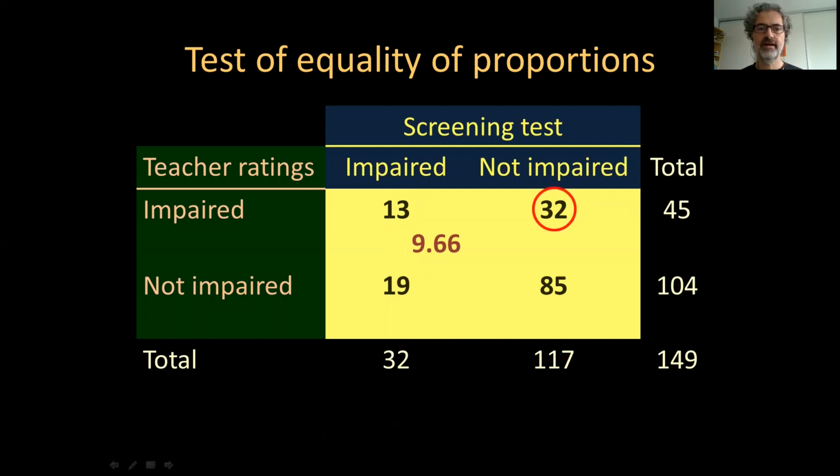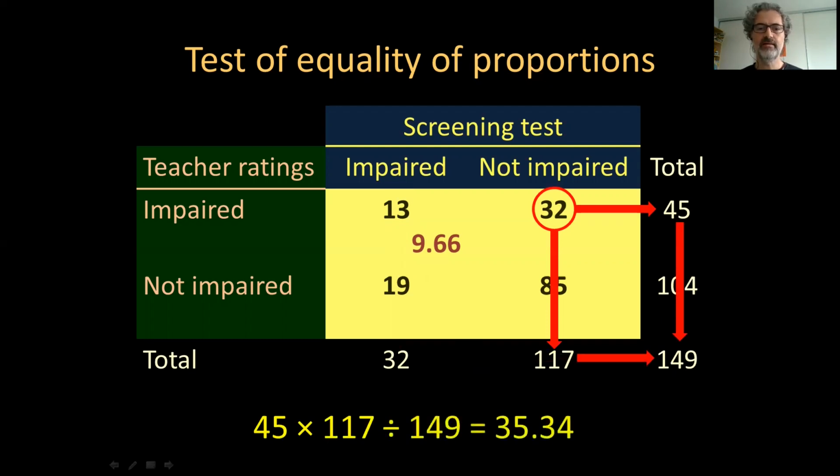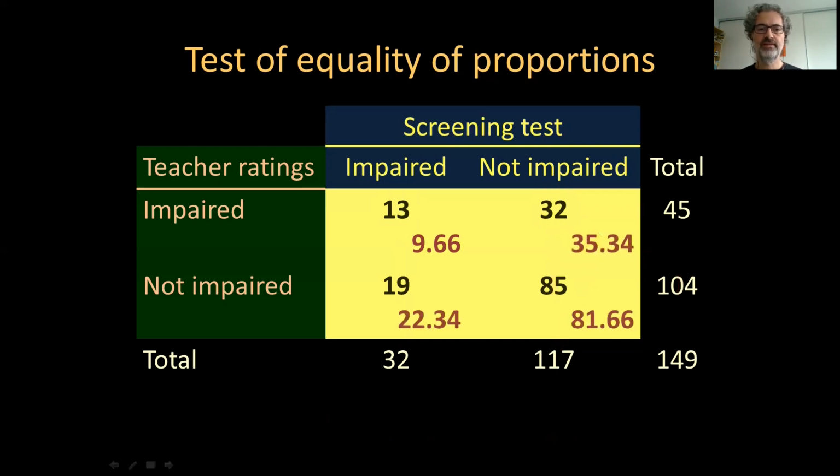Likewise, to find what the expected value for this cell is, we look up the relevant marginal sums, we multiply them, and then we divide by the grand total, and we come up with a value of 35.34. That should then go there, and then we do the same for the other two, and these are our expected values. Let us confirm that these values indeed have the desired properties.